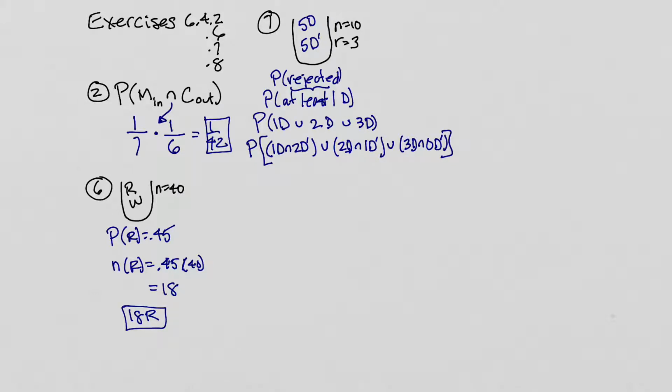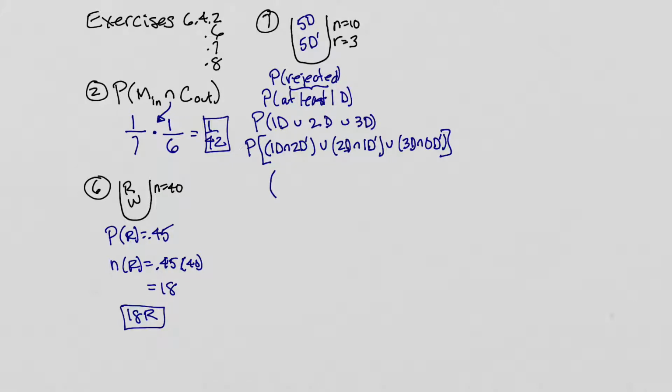Now let's compute. How can we get this 1 defective and 2 non-defectives? The 1 defective, there's 5 defectives to choose from, we want 1. Then there's 5 non-defectives, we want 2. Or, now the or is the plus, there's 5 defectives, we want 2. There's 5 non-defectives, we want 1. Or, plus, there's 5 defectives, we want 3 of them. And there's 5 non-defectives, we want none of those because we're just choosing 3.